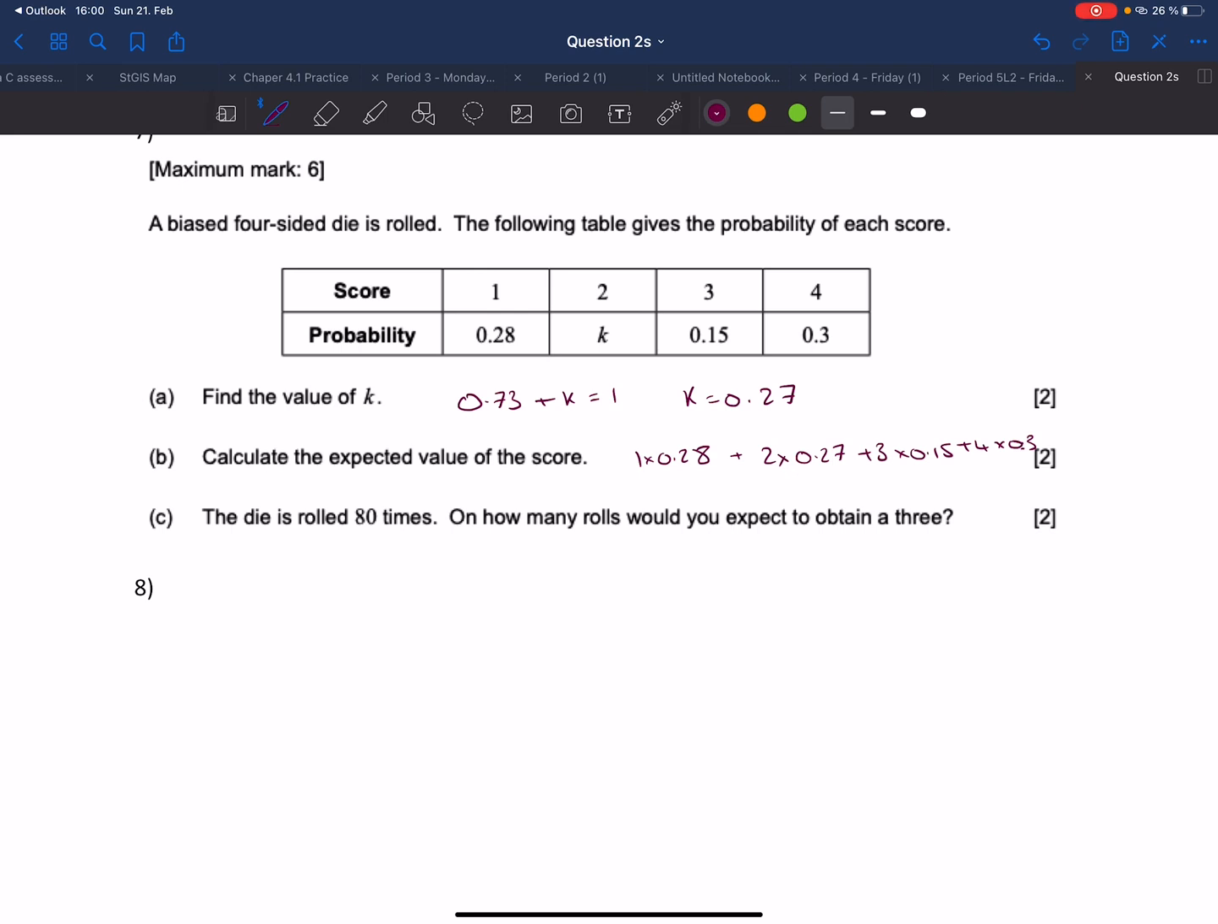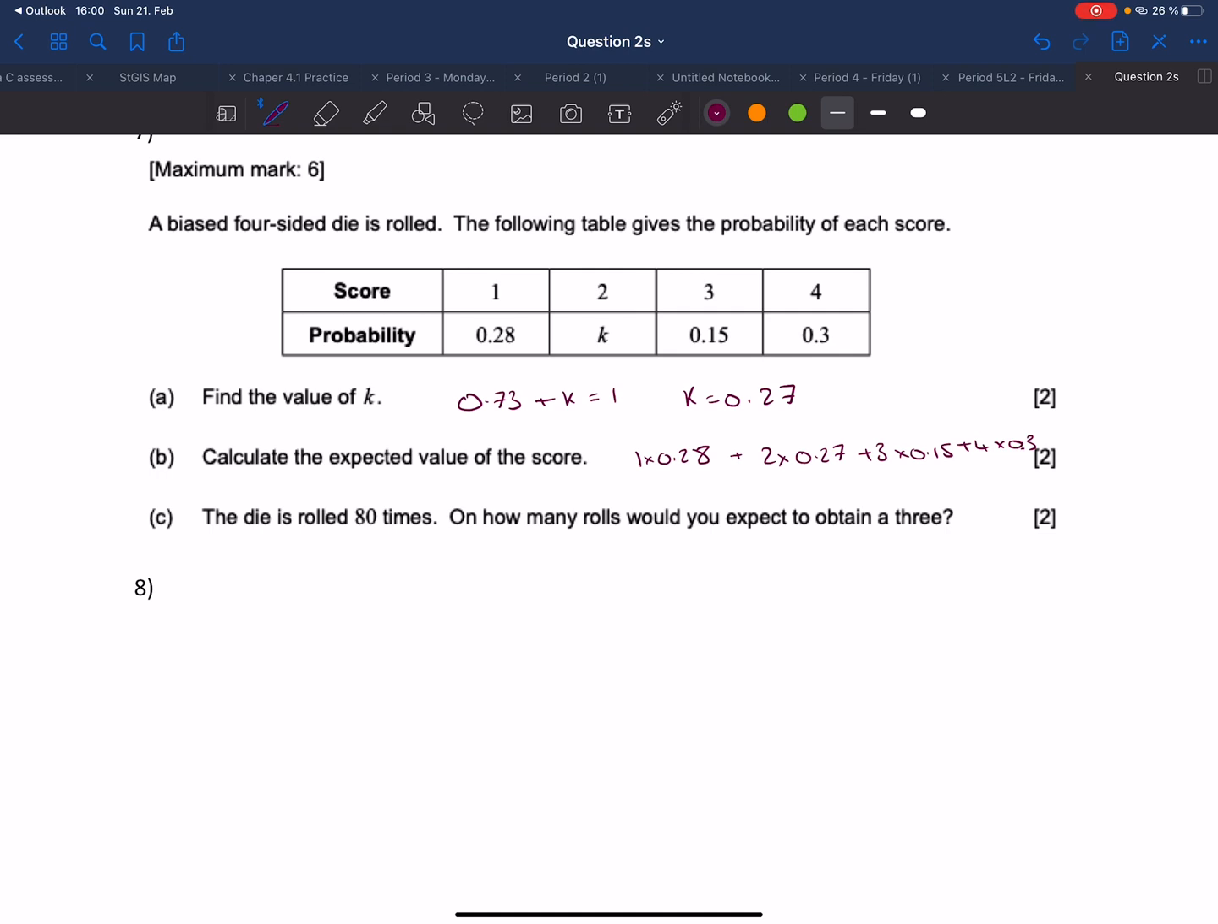Be patient. So 0.28 plus 2 times 0.27 plus 3 times 0.15 plus 4 times, I'm really terrible at using my calculator. Normally I get you guys to do it. Plus 4 times 0.3. There we go.